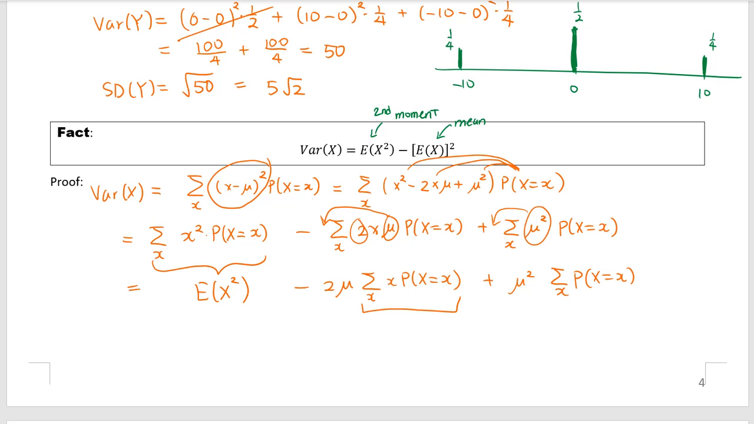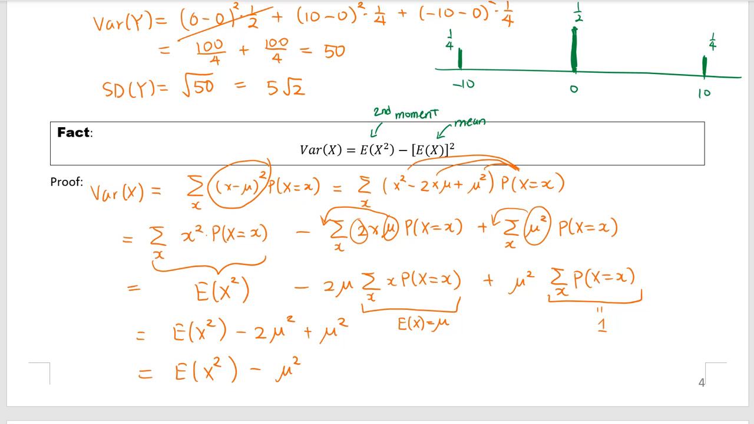And what is this guy? Remember, the sum of x times the probability of x is exactly the mean. It's just mu. And then what is the sum of all the probabilities? It equals 1, right? Because this is a probability mass function, so when we add up all the probabilities, it equals 1. So that's why we just have the second moment minus 2 times mu times another mu, so mu squared, plus mu squared times 1. And so the answer is the second moment minus mu squared. So this is the proof, and we just use algebra.